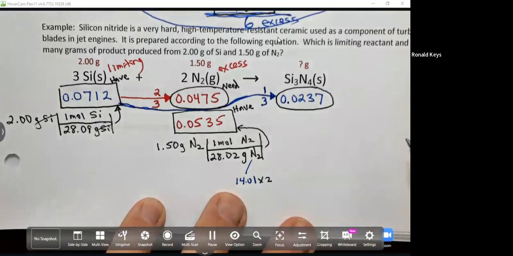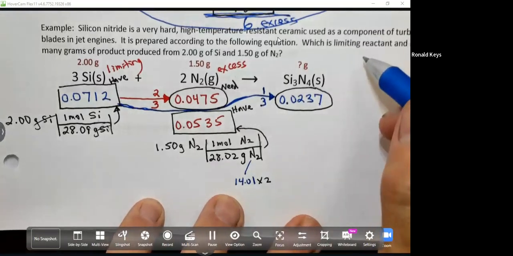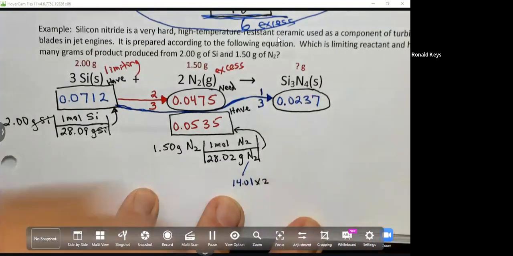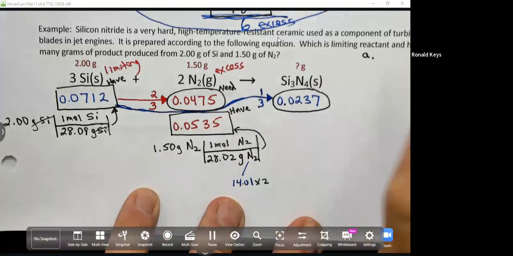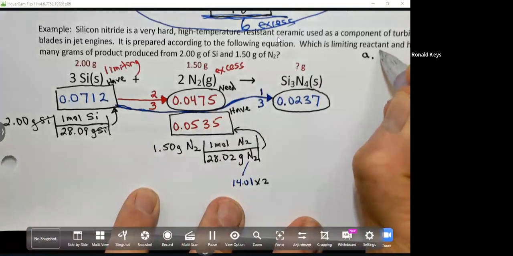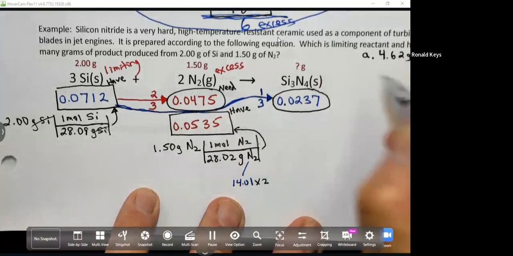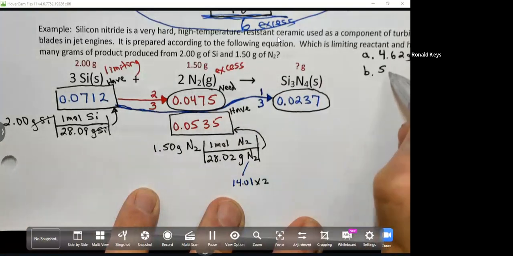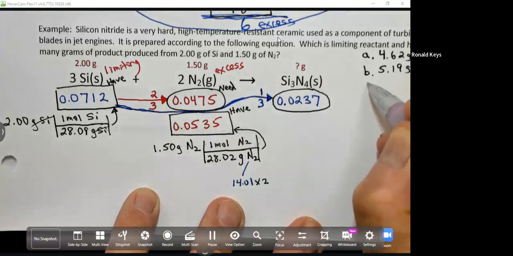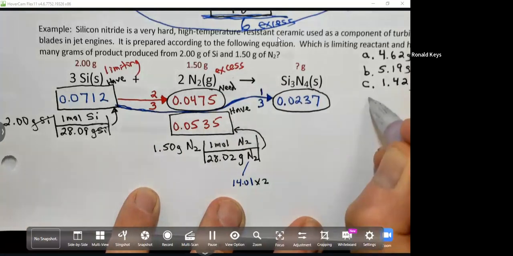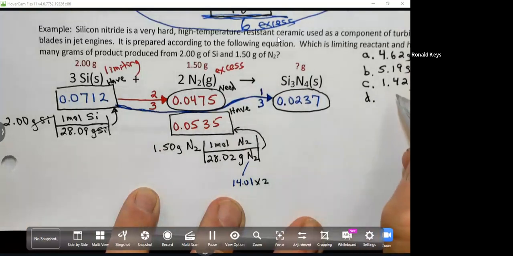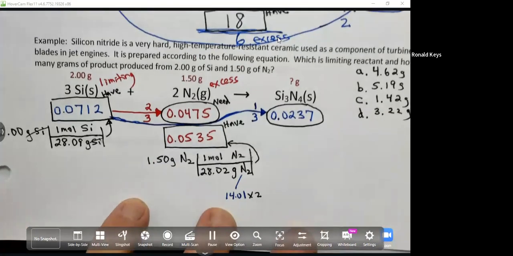Now, let me give you a hint as well. Multiple choice. Here are my multiple choice answers. A, 4.62 grams. B, 5.19 grams. C, 1.42 grams. D, 3.22 grams.